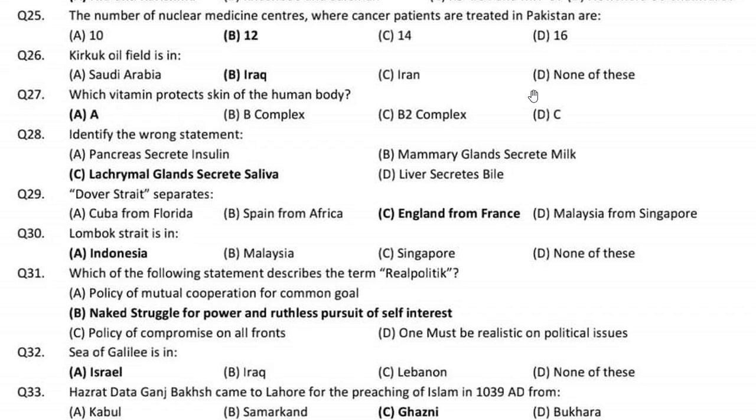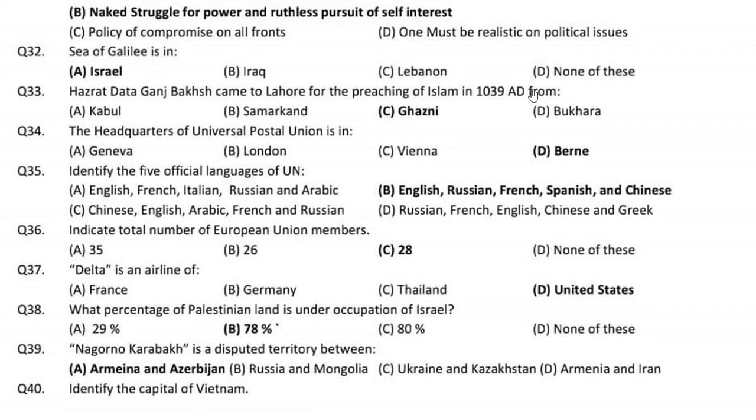Which of the following statements describes the term realpolitik? Option B, naked struggle for power and ruthless pursuit of self-interest. Sea of Galilee is in Israel. Hazrat Data Ganj Bakhsh came to Lahore for the preaching of Islam in 1039 AD from? Option C, Ghazni. The headquarters of Universal Postal Union is in?